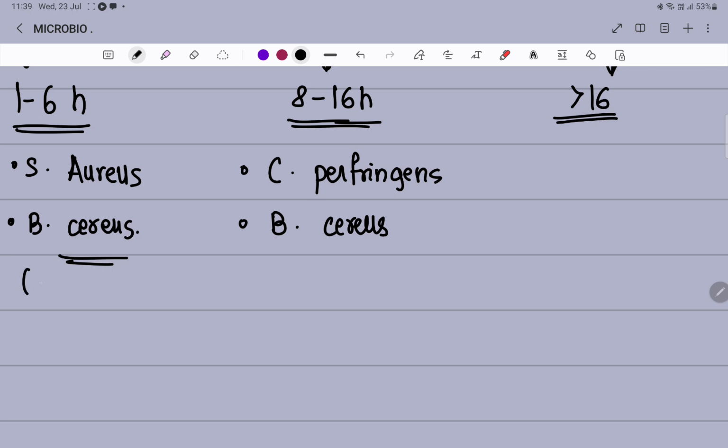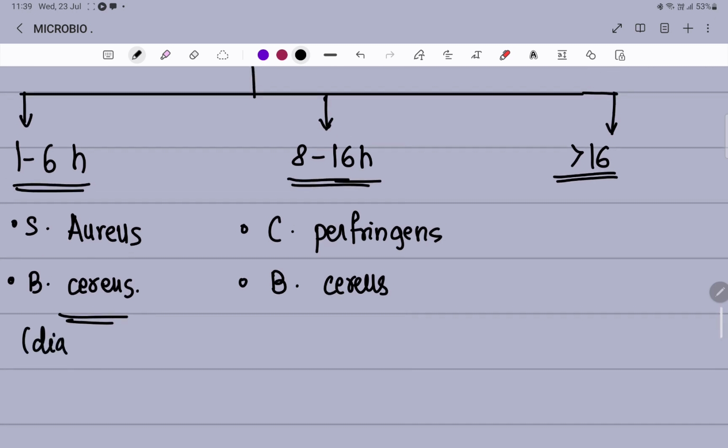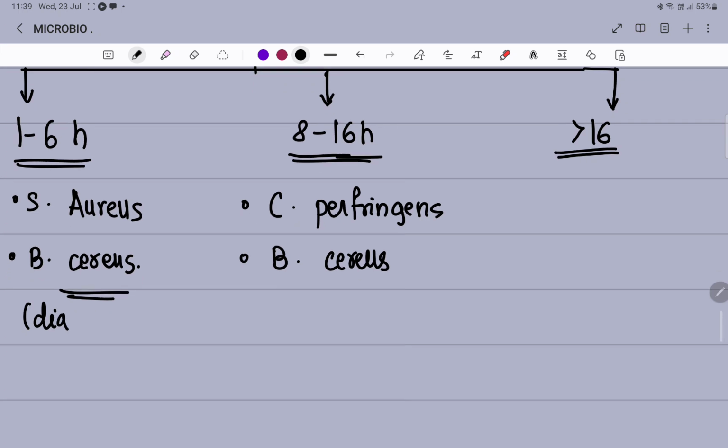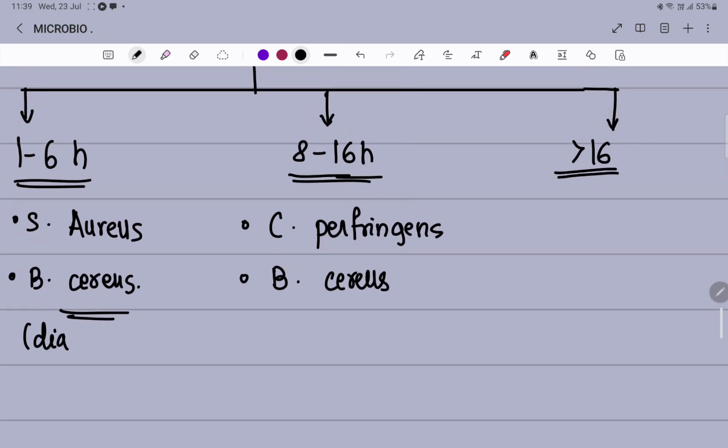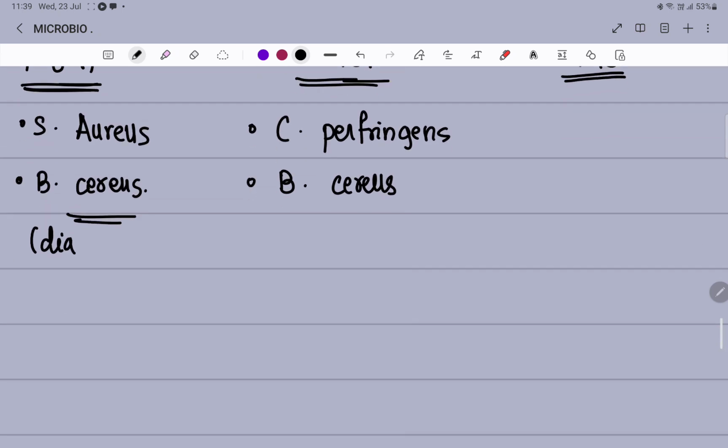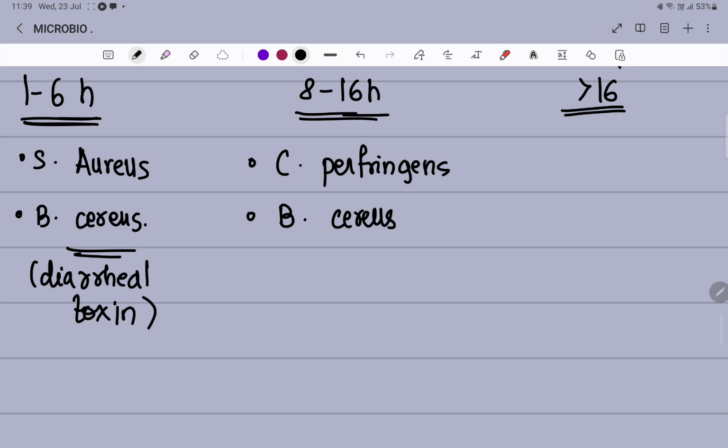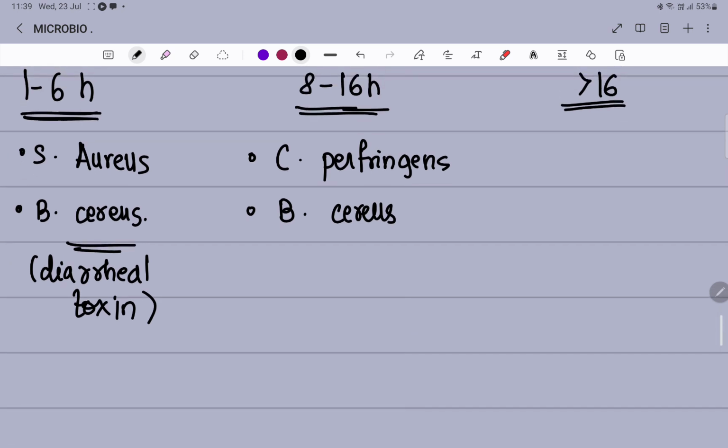The diarrheal toxin is the one causing food poisoning with an incubation period of 1 to 6 hours, whereas the emetic toxin will have an incubation period of 8 to 16 hours. You will further understand that.